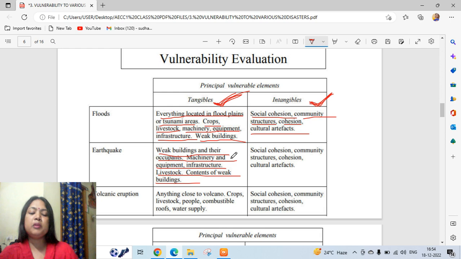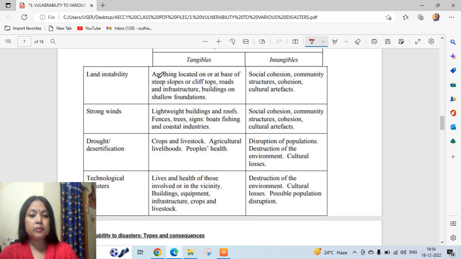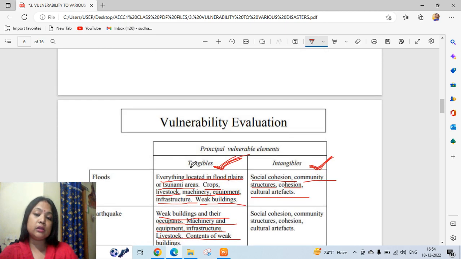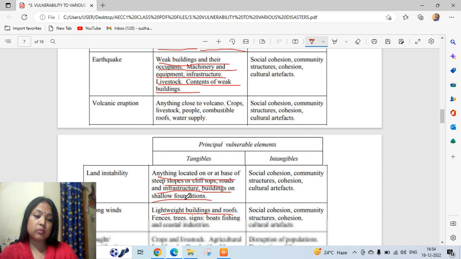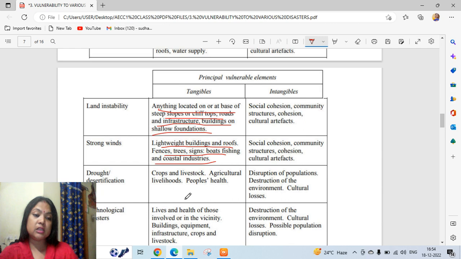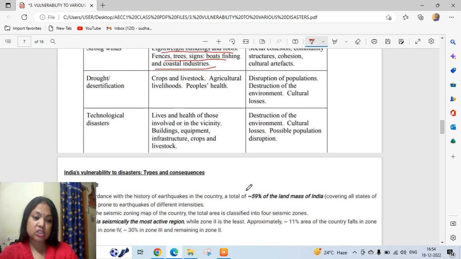You just remember a few points, not all. But if it is possible, you can make your own notes from these materials. You need not worry if you cannot remember all these things. So you just prepare your notes on the tangible vulnerability or evaluation of vulnerability for each disaster, like flood, earthquake, volcanic eruption, land instability, strong winds, drought, desertification, technological disasters.